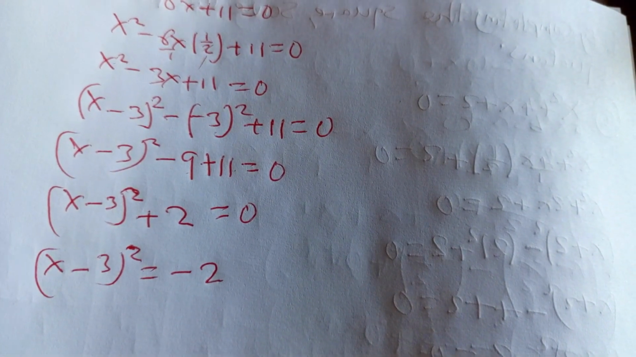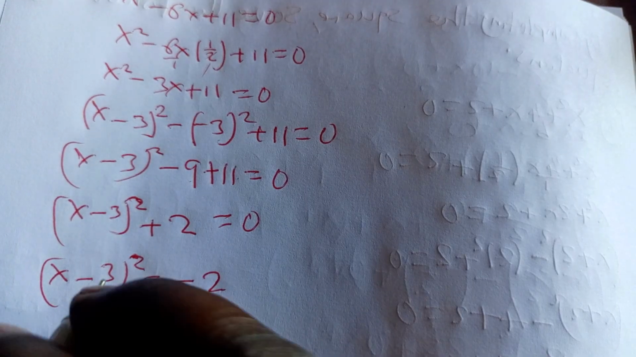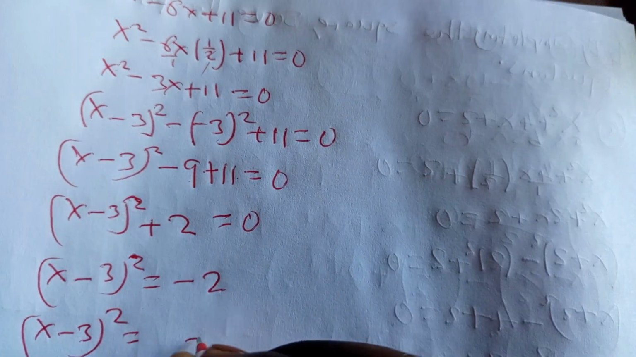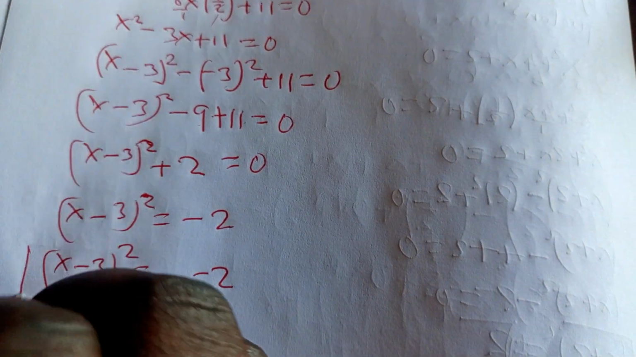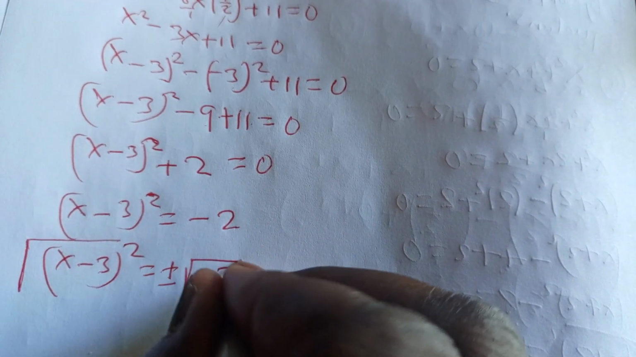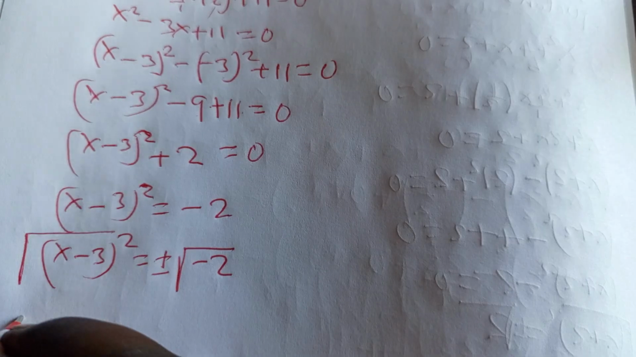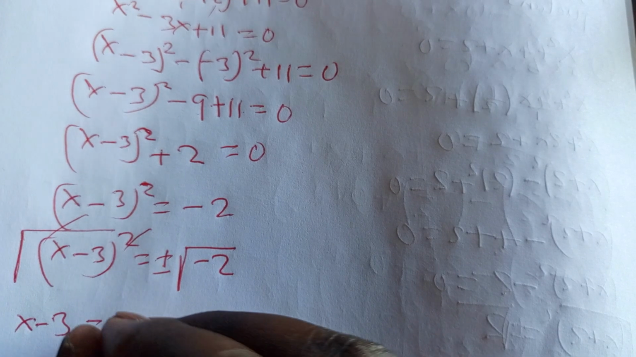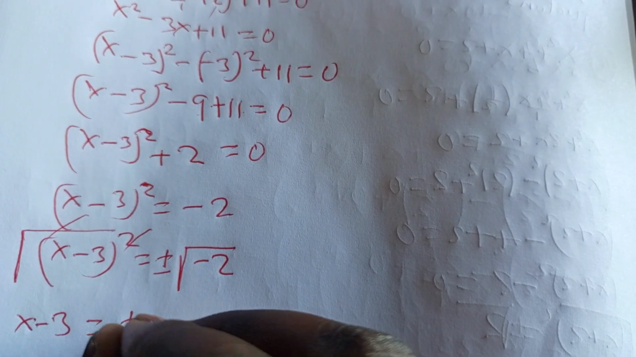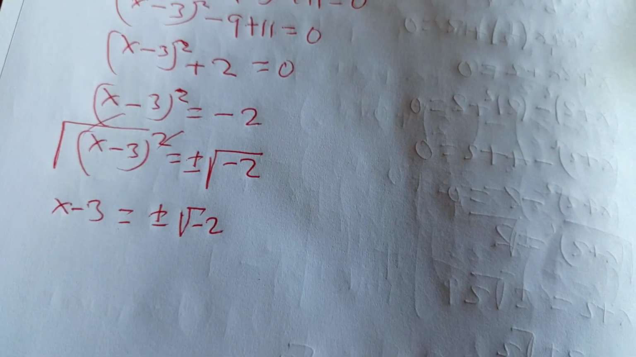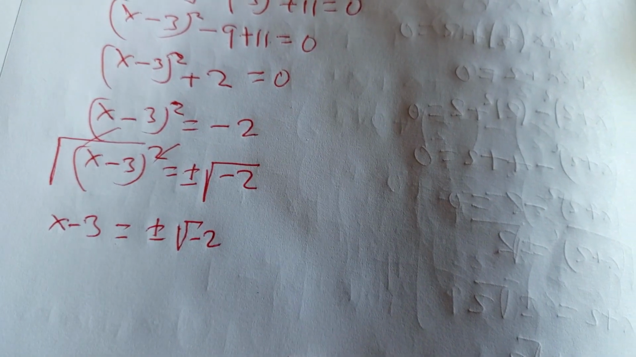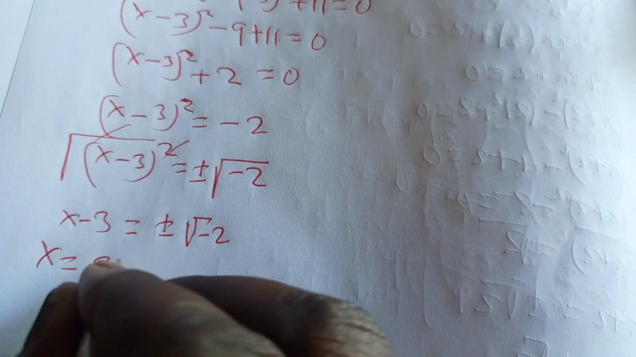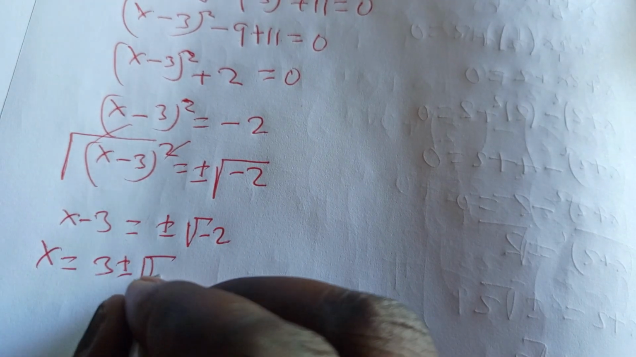Okay, so here is the crucial part, the negative 2 here. So we'll say (x minus 3) squared is equal to negative 2. So here we need to put a square root, positive or negative the square root. So we have x minus 3, this and this cancel, is equal to positive or negative the root of negative 2. So from here, we'll take this 3 to the other side. So x is equal to positive 3 plus or minus root of negative 2, like this.